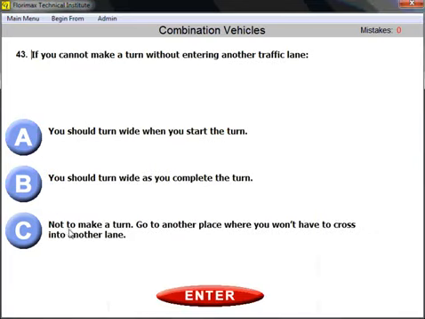Very good. Question number 43. Now, if you cannot make a turn without entering another traffic lane.